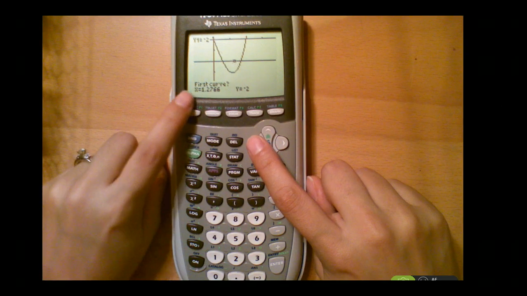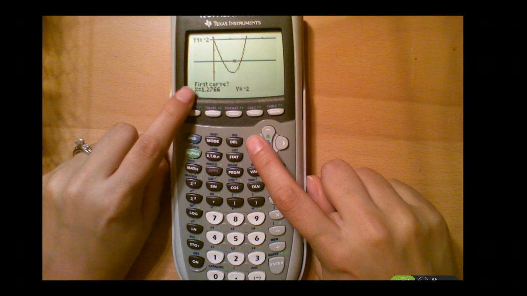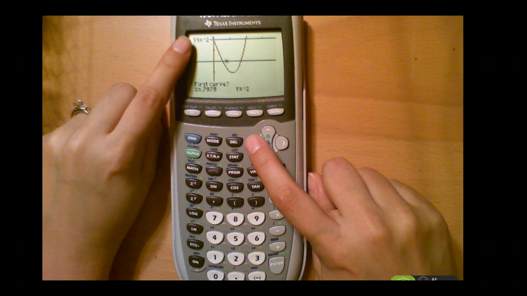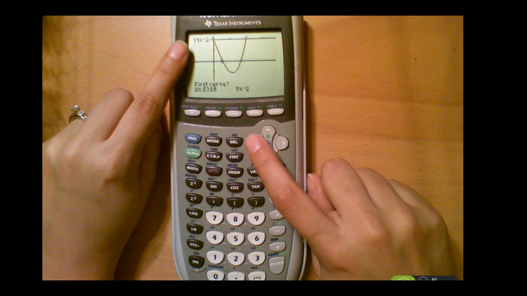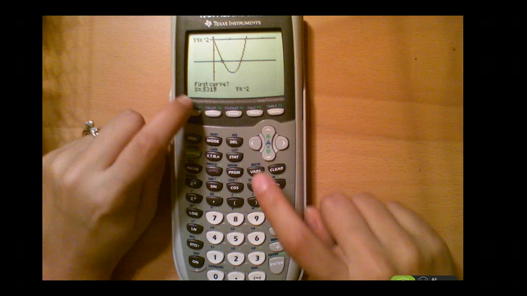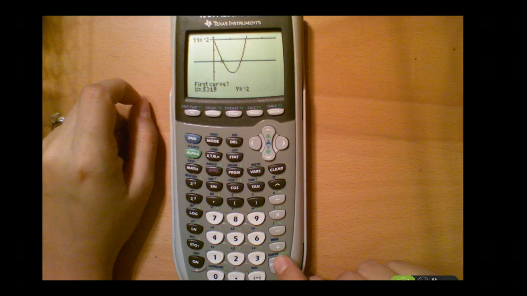The calculator is asking me, are you on the first curve where you want to be? Are you close to the point of intersection you're trying to find? In the top left corner, it's telling me I'm on the function y1, which I set to be -2. And now I'm moving it over so it's close to the point of intersection. First curve, are you close to the point you're trying to find? Yes. So then hit enter.